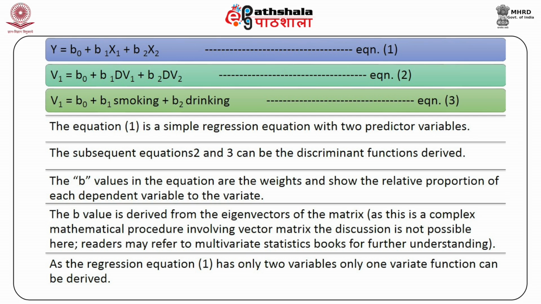See, equation 1 is talking about only the variables. Equation 2 talks about the dependent variables, and the third equation translates into the variables that we have used and makes it more meaningful for the readers. Equation 1 is a simple regression equation with two predictor variables. The subsequent equations 2 and 3 are the discriminant functions derived. The B values in the equation are the weights and show the relative proportion of each dependent variable to the variate. Now this B value is something that we have done in multiple regression also.